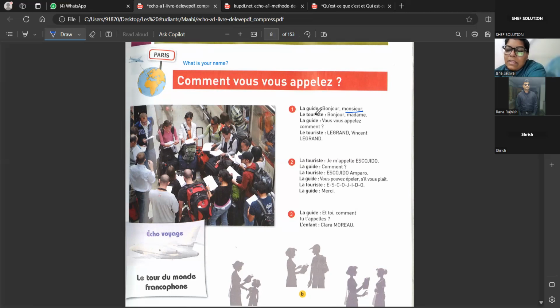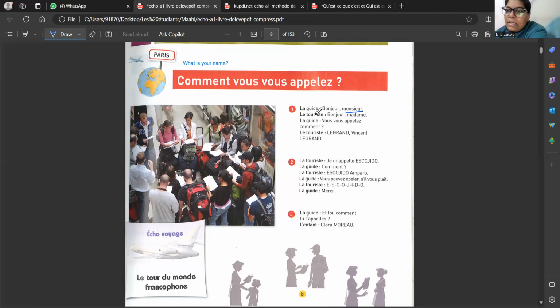So the conversation between the guide and the tourist is, first of all, they're greeting each other, good morning or good evening, and then the guide, the lady, is asking the tourist. Monsieur means Mr. Okay. So the guide is asking him his name. Now, see, in India, how do we tell our name? We tell our first name first and then our surname.